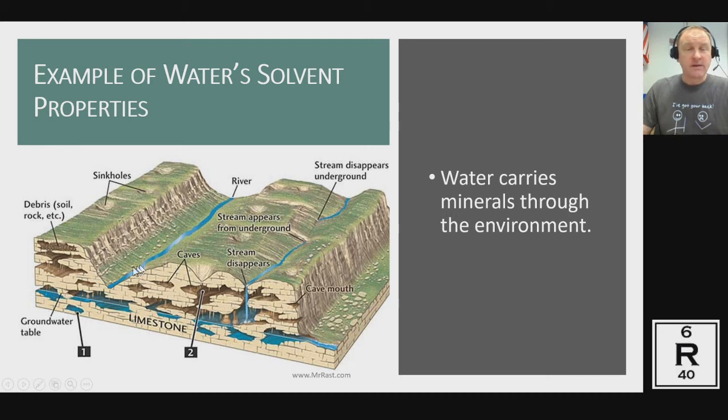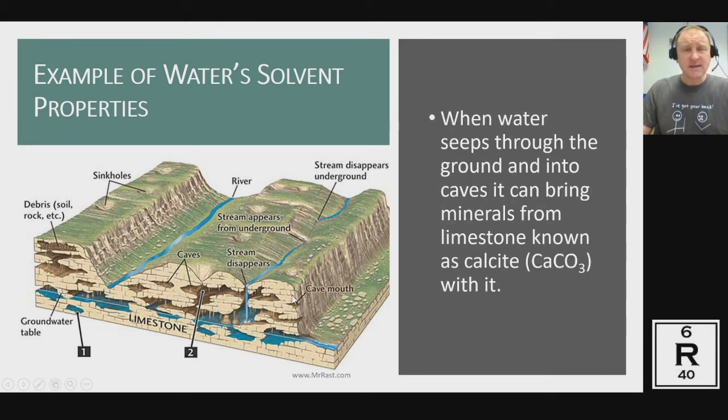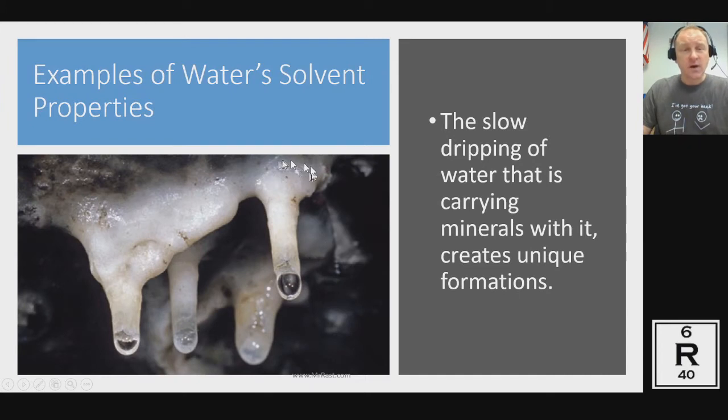It can move down things like rivers, and it can even seep through soil, through the ground. And when this happens in caves, when the water seeps through the ground and into caves, it can bring with it minerals. If it seeps through rocks like limestone, limestone has calcite in it, which is calcium carbonate. And when that calcite gets dissolved and travels into the caves with the water, it can start making deposits in the caves, and you get these really cool, unique formations.